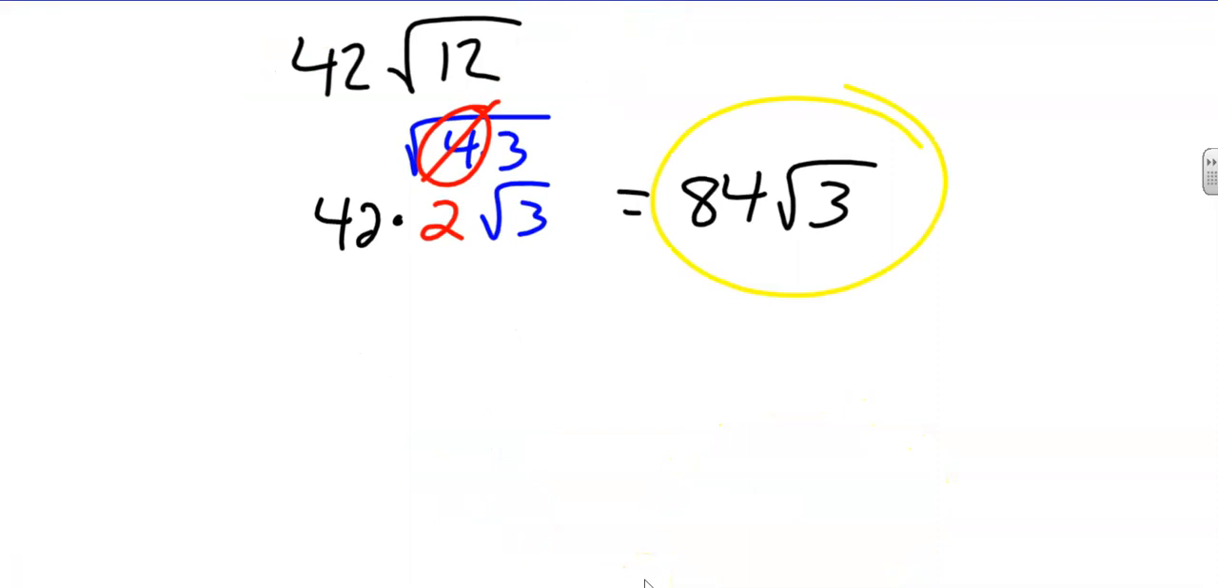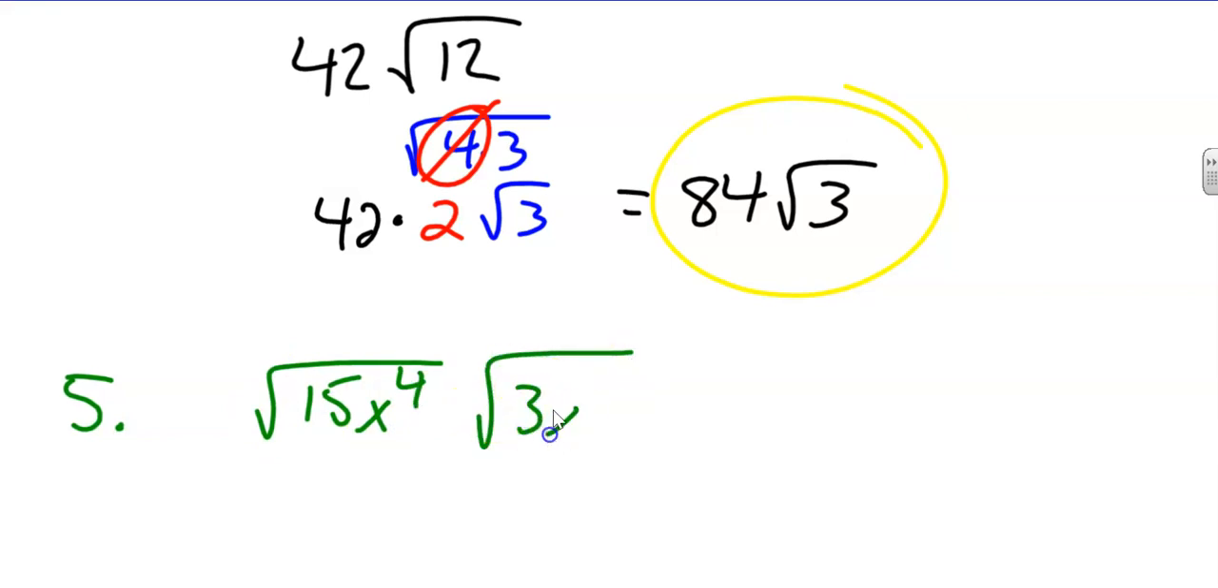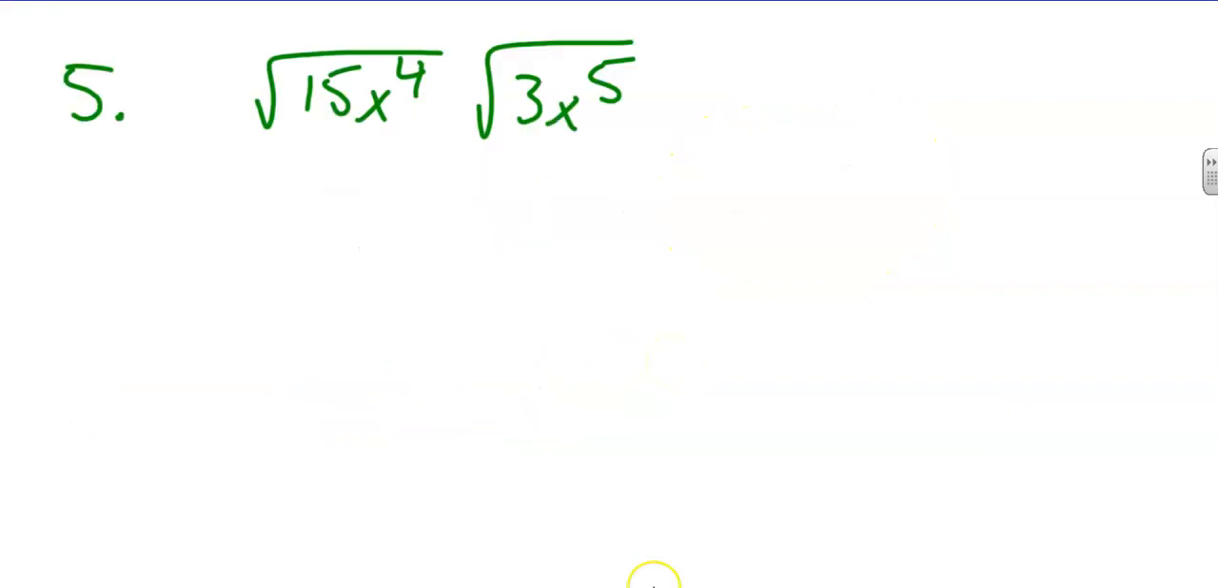Okay. Number 5. Basically the same thing on number 5. The only difference is, well, 2 big differences. One, the numbers aren't near as big, but I guess the other big difference is they give you variables. Okay, and you still go ahead and do your multiplication here.